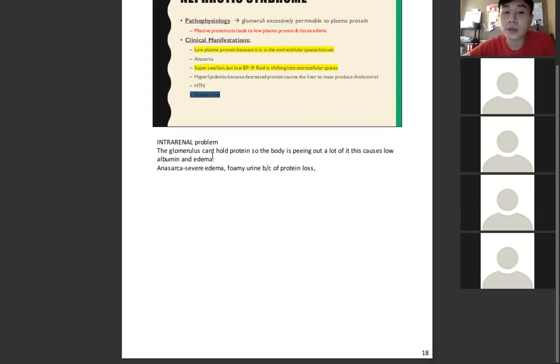All right, intrarenal problem: the glomerulus can't hold protein, so the body is peeing out a lot of it. This causes low albumin and edema. And the s/s is severe edema, foamy urine because of the protein loss.